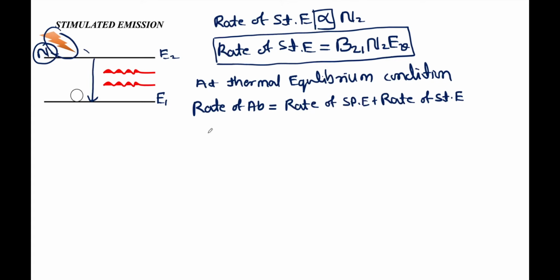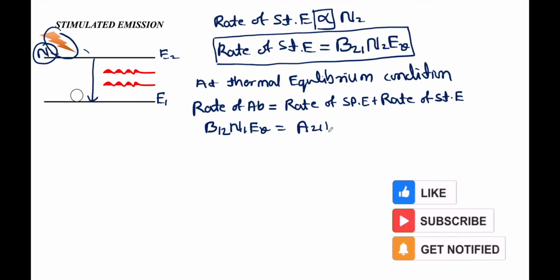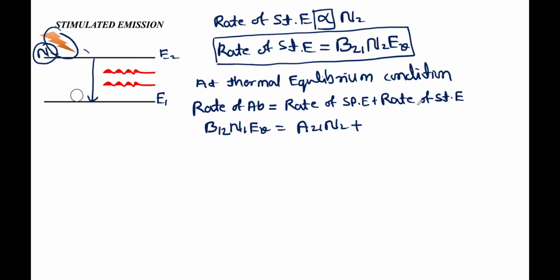For rate of absorption, we have B12 N1 E nu, which is equal to, for rate of spontaneous emission, A21 N2, plus, for rate of stimulated emission, B21 N2 into E nu. Now take it as equation number 1. In equation number 1, this side and this side we have similar notation. Just take it outside and write it in one place.